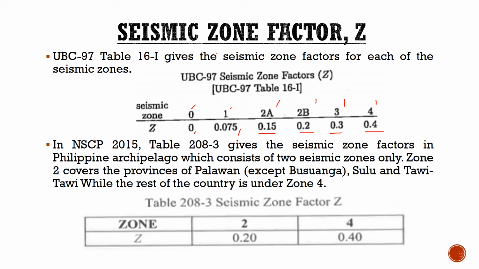But when it comes to us, guys, if we talk about the Philippine setting, we have NSCP 2015. In accordance with table 208-3 of NSCP 2015, the seismic zone factors in the Philippine archipelago consist of only two. So we only have two, guys: zone 2 and zone 4. Zone 2 covers the province of Palawan except Busuanga, Sulu, and Tawi-Tawi. Those are the areas under seismic zone 2 in the Philippines, guys. And the rest of the country is under seismic zone 4.